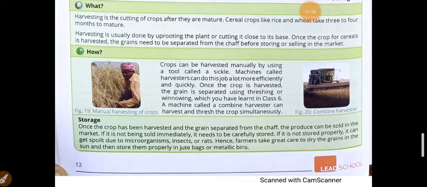You have already learned about storage. Once crops are harvested, the chaff and grain are separated, and then they are sold in the market.